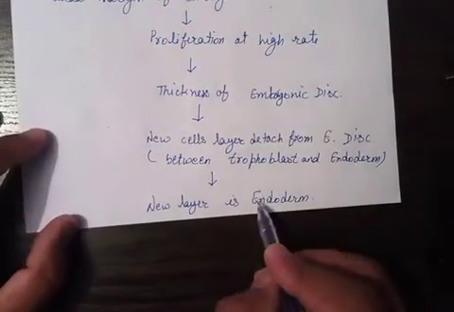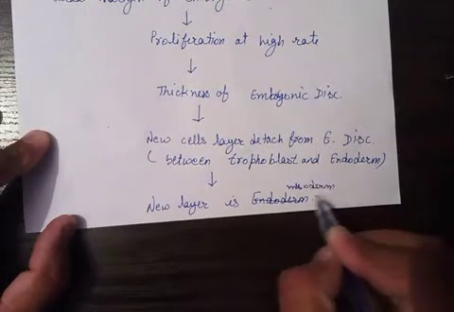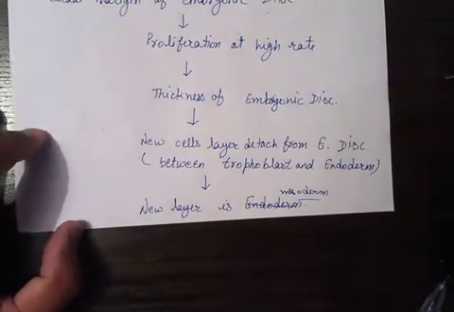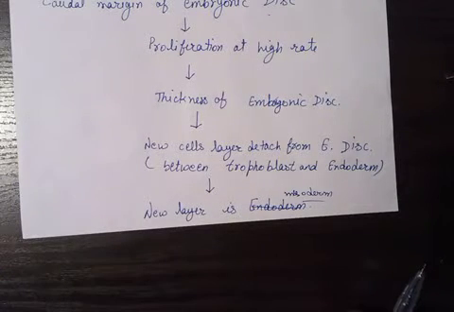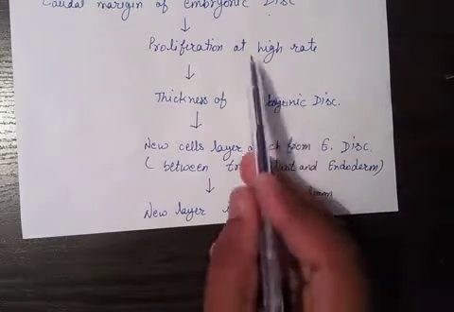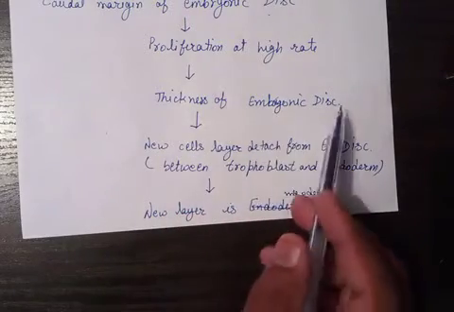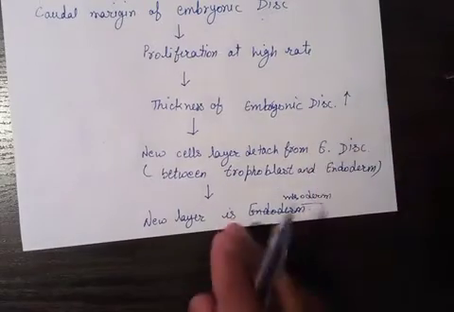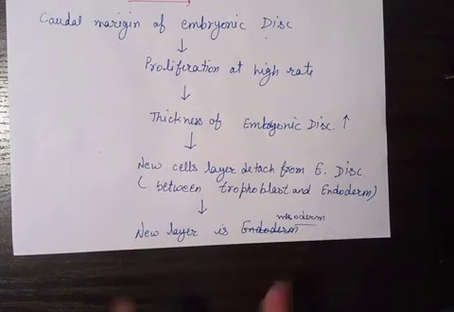So the new layer is known as mesoderm. We have discussed how mesoderm is formed. The caudal margin of the embryonic disc originates by the proliferation of cells at a high rate. The cells start to deposit there, and the thickness of the embryonic disc is increased. The new cell layer detaches from the embryonic disc, and this new layer is known as mesoderm.